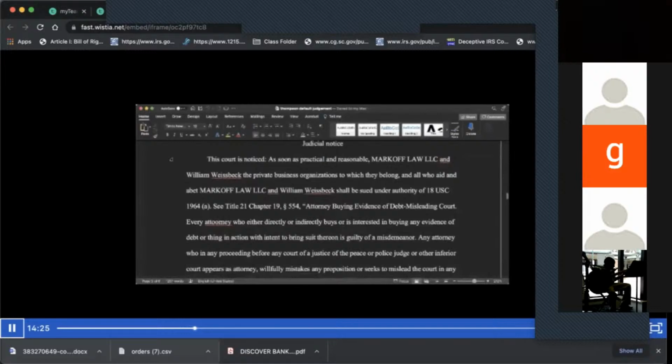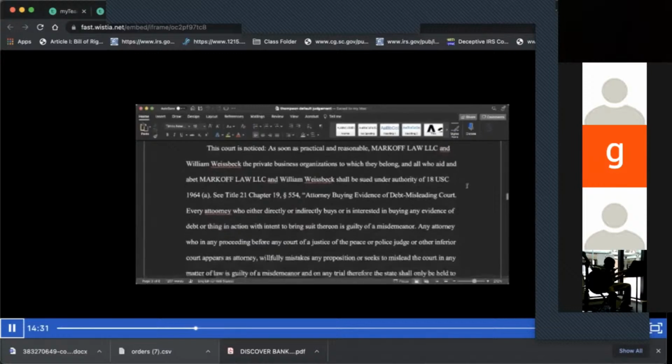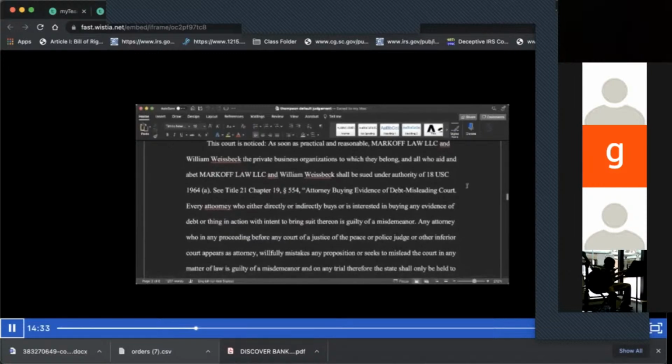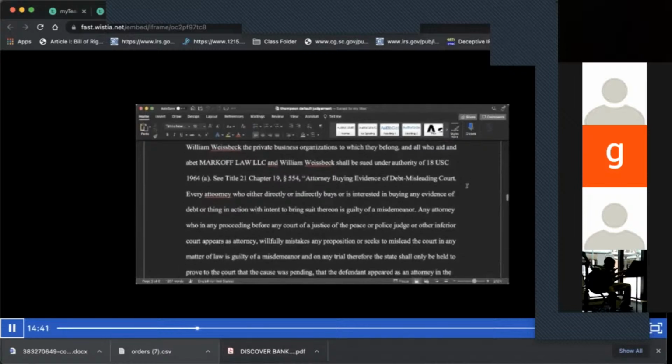This court is noticed as soon as practical and reasonable that Markov Law LLC and William Weisberg, the private business organizations to which they belong, and all who aid and abet Markov Law LLC and William Weisberg shall be sued under the authority of 18 USC 1964. I'm opening up a suit. He got opportunity to sue him.